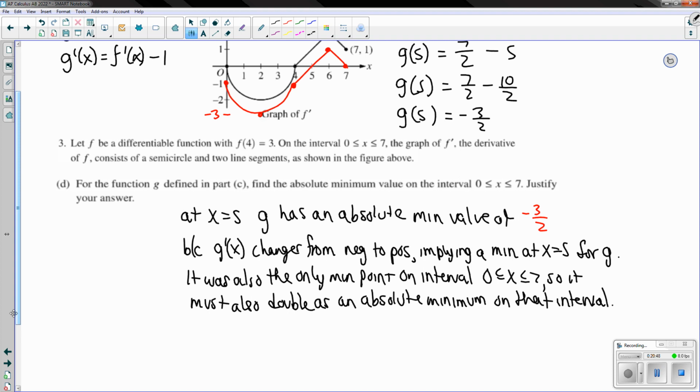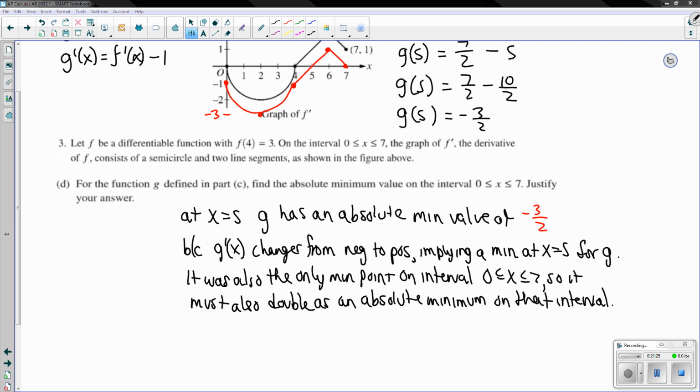And what's the point breakdown for part D? Well, we're going to get a point for recognizing we need to find critical points. So somewhere saying g prime of x is equal to 0. And then we're also going to get a point for our answer, which was that -3/2, and with the justification. So we're justifying it by saying we recognize that g prime changed from negative to positive, implying a min. And then how are we recognizing it as absolute? Well, in this case, it was the only minimum in contention for that title on the closed interval from 0 to 7.